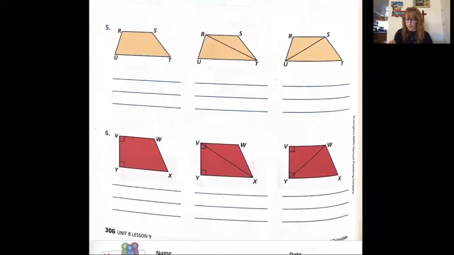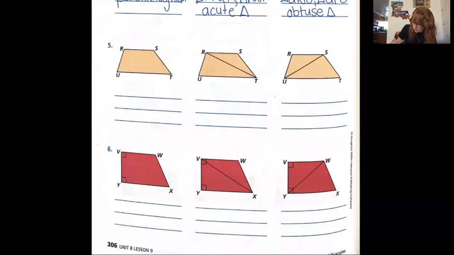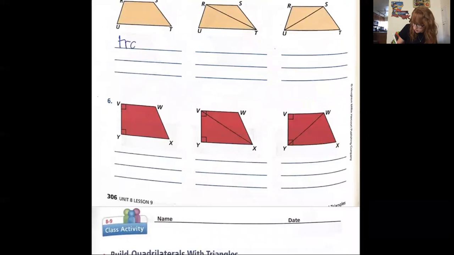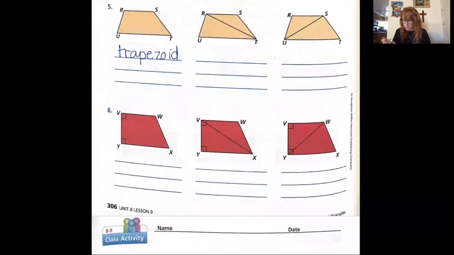Okay, number 5. This is where I really want you to pay attention because we're going to have 2 different triangles in one figure. So first, our figure that we have is a trapezoid. So we're going to write the word trapezoid here. And then we have triangle RUT, and triangle RST.